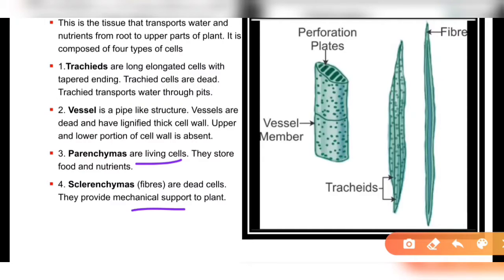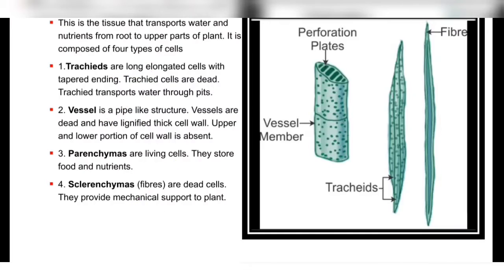Now let's learn about these tracheids and the vessels. Tracheids, vessels, and sclerenchyma are three different dead cells present in the xylem that perform one specific function: to transport water from the root to the leaves. Only the xylem parenchyma is the living cell present in the xylem tissues.